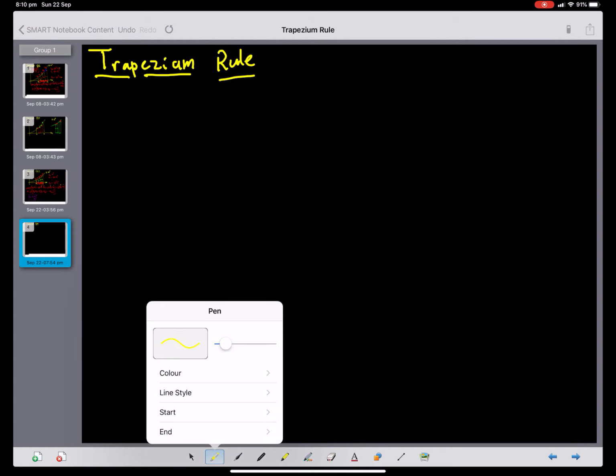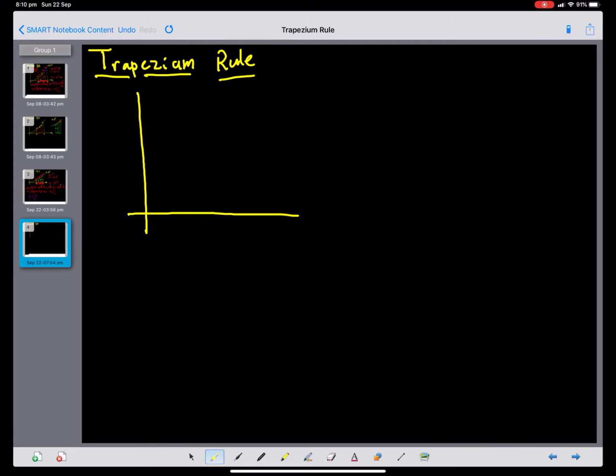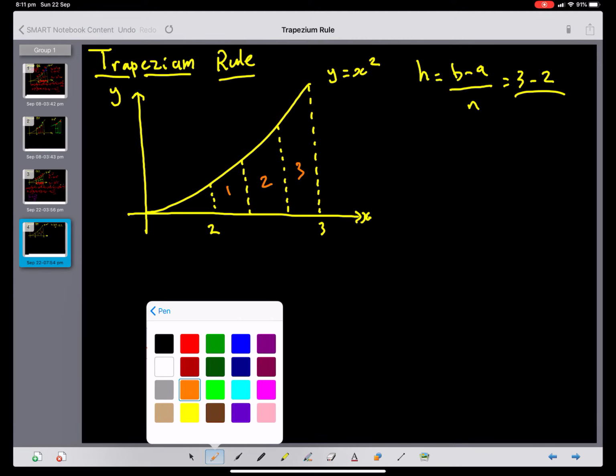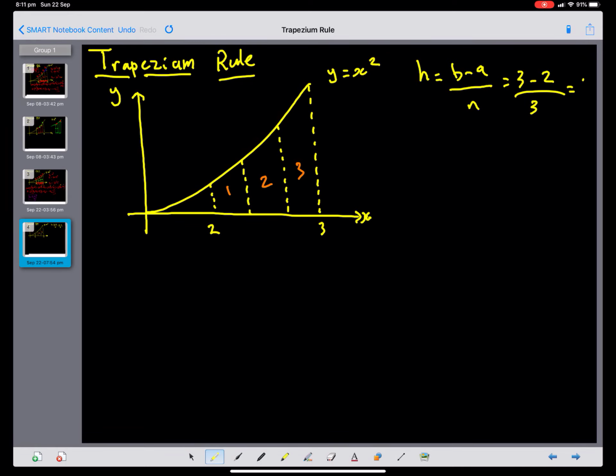Okay, so this time let's just use 3. So we've got y equals x squared. We've got our x-axis, got our y-axis. We're just using 2, 3. Okay, now if you remember, our formula for the height was b minus a all over n. 3 minus 2, this time n is 3 because we are partitioning 1, 2, 3. So our height is going to be 1/3.